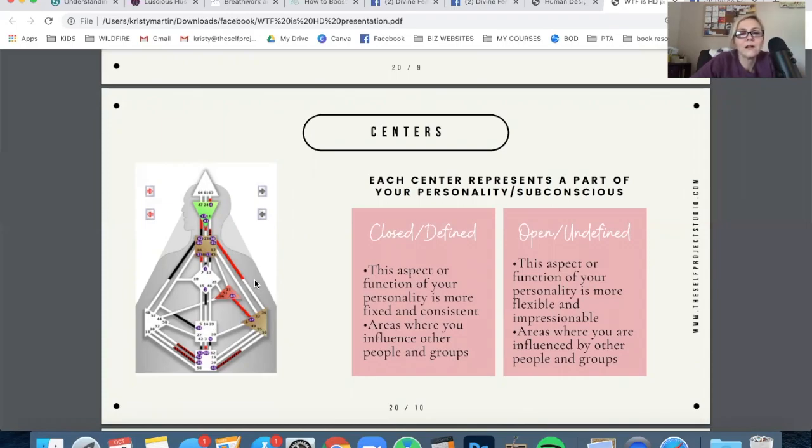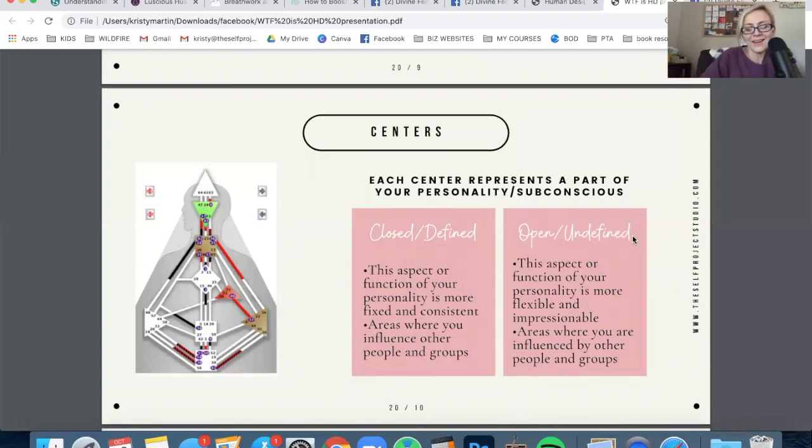And then if we are saying your centers are closed or defined, this means that it is colored in. So these would be all these centers here on this chart. These are closed or defined. And that aspect of your personality is more fixed or consistent. This is an area where you are not likely to be influenced by others, but where you will be able to influence other people and groups, especially if those people have open centers opposite your defined centers. They're going to be influenced more heavily by your energy.